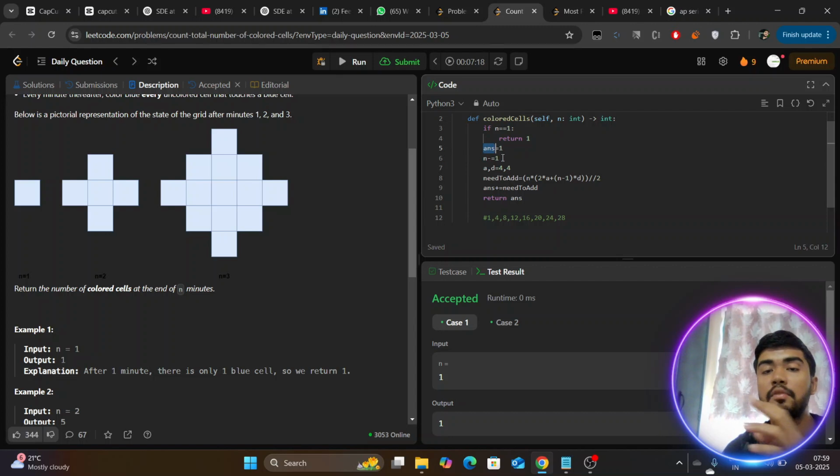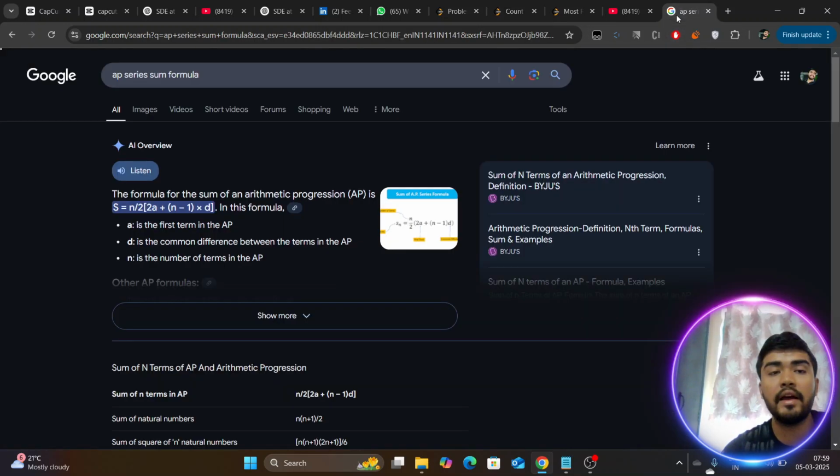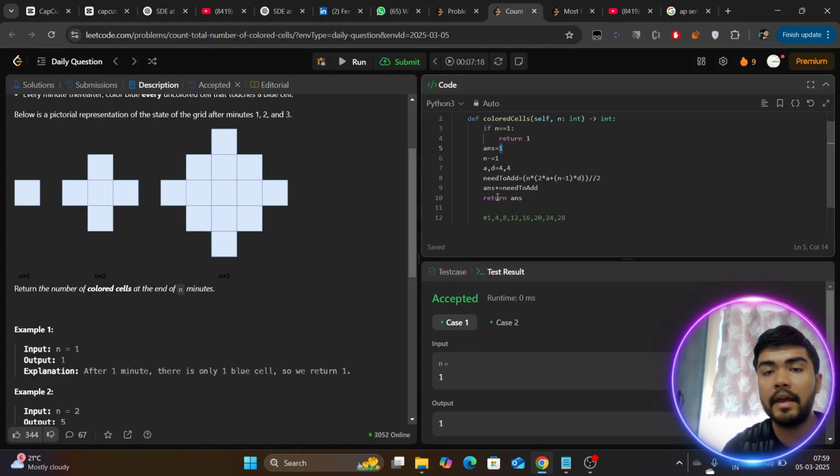So n equals to 1 is removed, and I have considered the answer for n equals to 1. After that, I also googled the AP series sum formula. You can get it like sum equals to n by 2 into 2a plus n minus 1 d. Here a stands for the first term of the AP series. For our case, a should be 4, right? Because we have started our series from 4. So for our case a equals to 4, and that's the reason I have set a equals to 4.